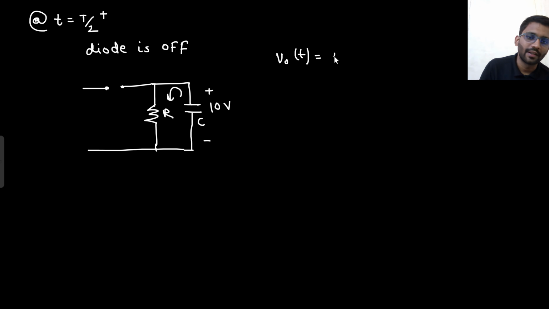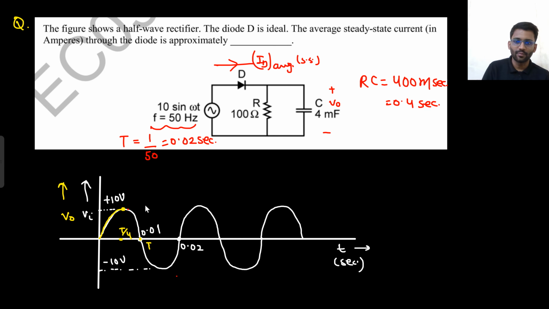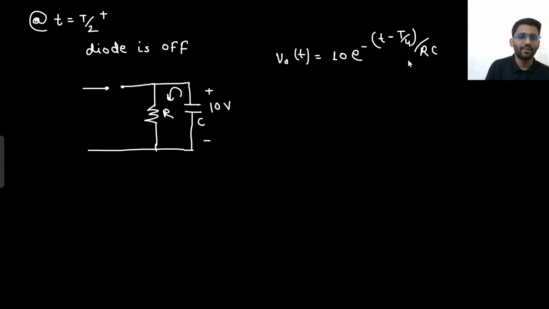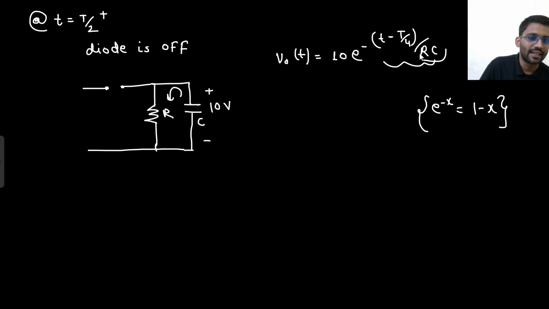V0(t) will be 10 e to the power minus (t minus T by 4) by RC, right? Why T by 4? Because it is starting from T by 4. At T by 4 plus only the diode is turning off. So it will start from t minus T by 4 over RC. But since e to the power minus x can be written as 1 minus x if the value is very small, and this value is very small since RC is very large.